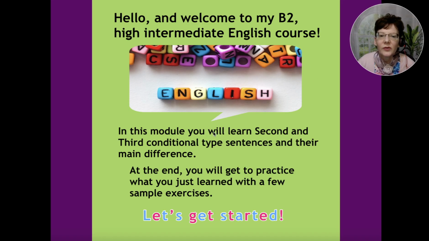In this module, you will learn second and third conditional type sentences and their main difference. At the end, you will get to practice what you just learned with a few sample exercises. Let's get started.